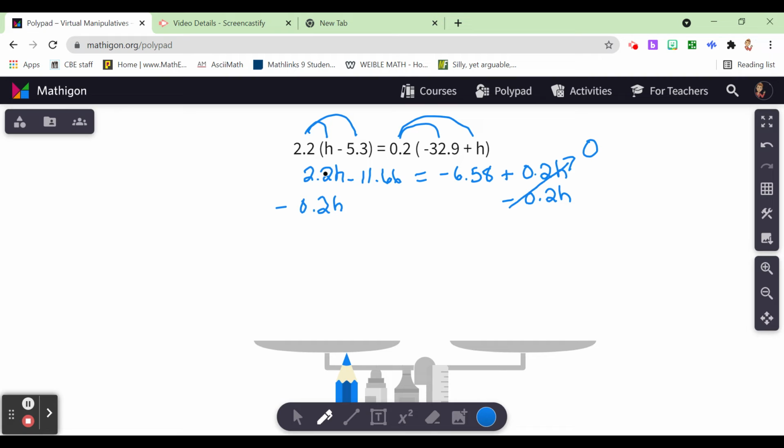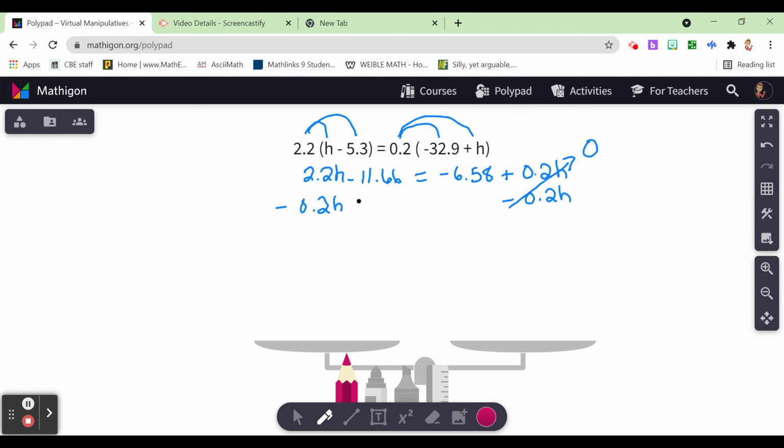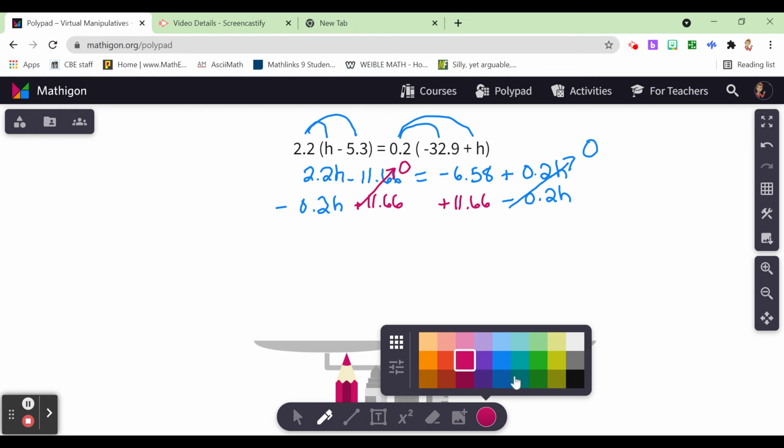And so now on this side, I still have this negative 11.66. I decided my variables are going to be here, so I want to move my numbers. So now I'm going to also add 11.66 to both sides, 11.66. Okay. And I know that this is going to go to 0 because one's positive and one's negative. I set it up so that they cancel out, and I can go ahead and solve.